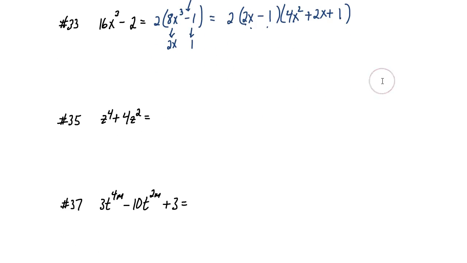Number 35. This has a greatest common factor. Both of the terms can divide by z squared. Z squared times z squared is the z to the 4th, and z squared times positive 4 is the positive 4z squared. Now inspect this polynomial to see if it fits a special pattern. It is a binomial. The only binomial pattern we learned is called a difference of squares. This is not a difference. It is a sum. So that is the final answer.